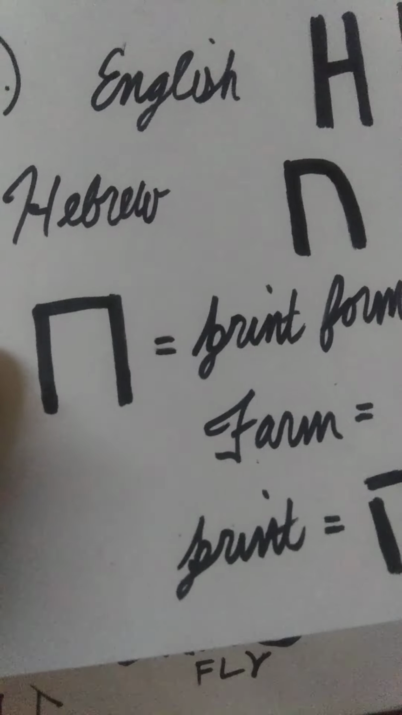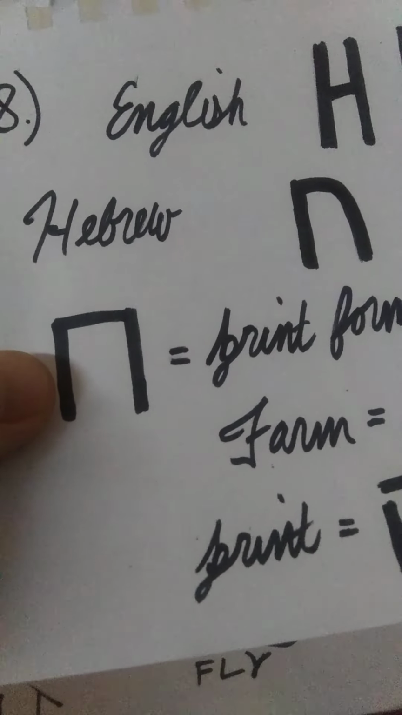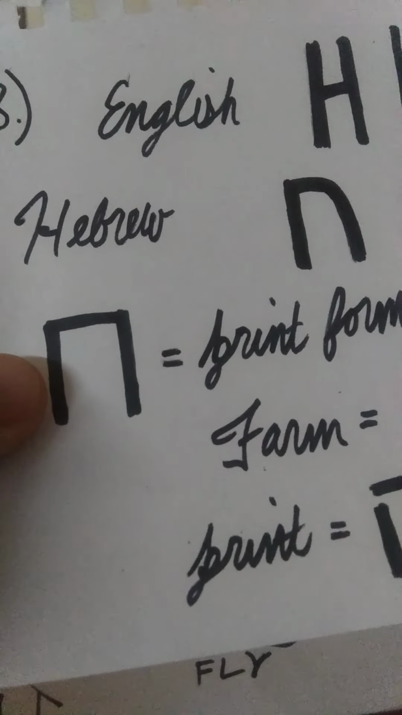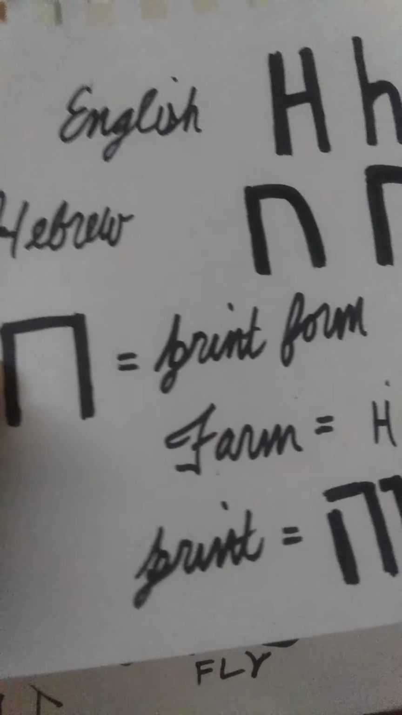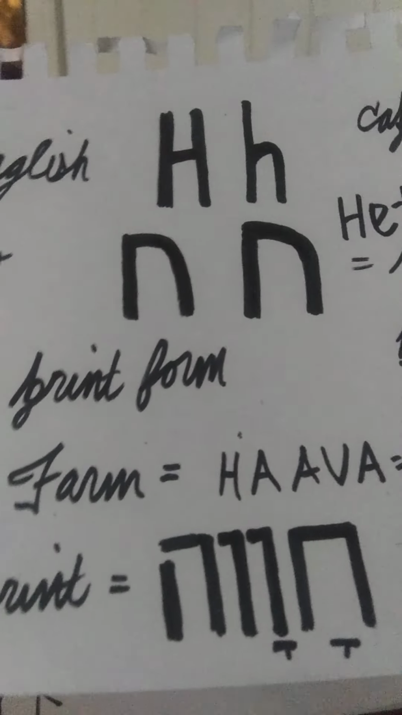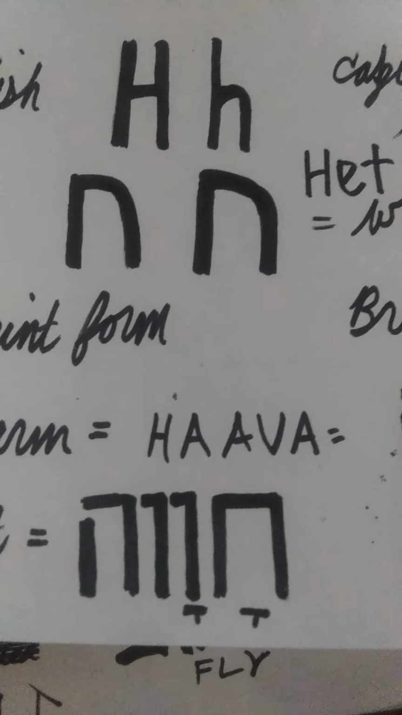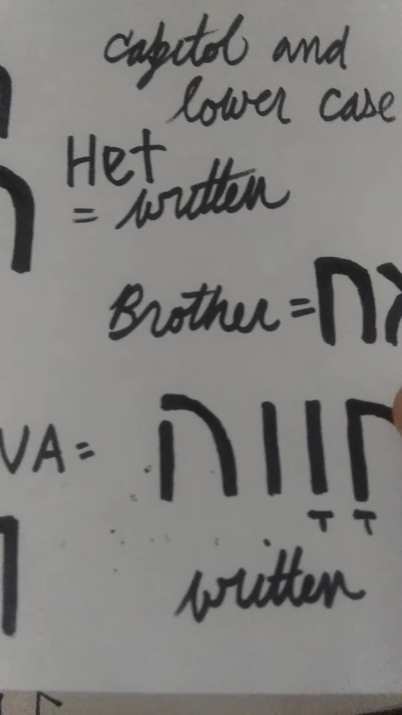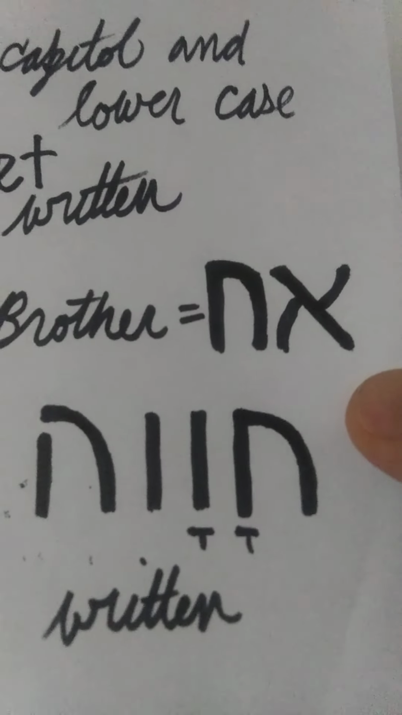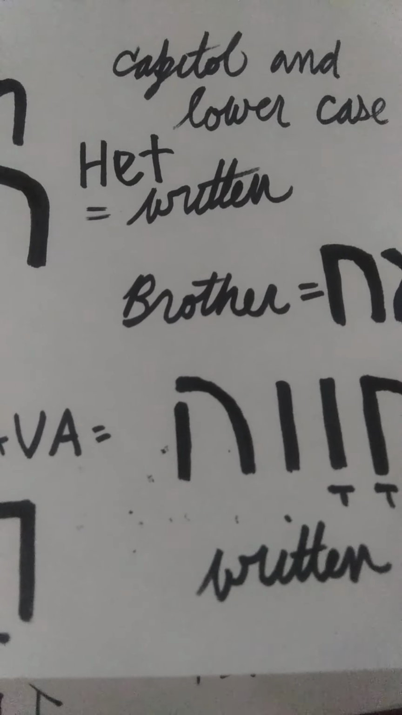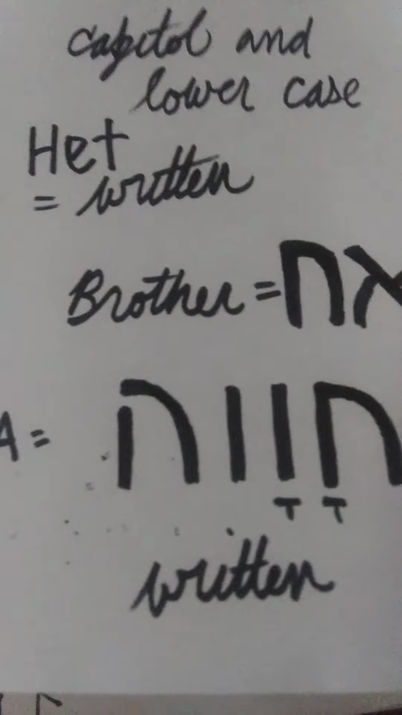So that's how you print it, right there. Just looks like a doorway. Okay, and we're gonna learn how to write hava, which equals a farm. So this is hava written.